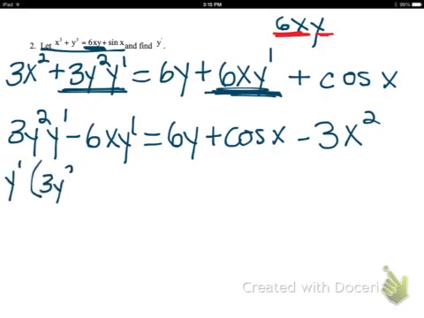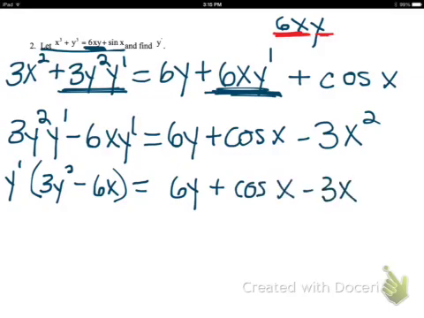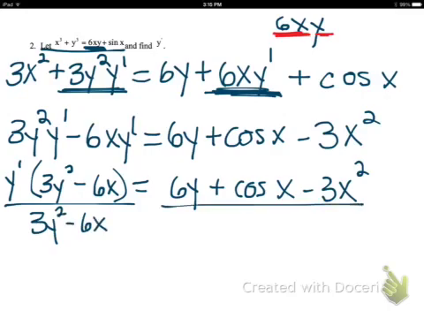So then I'd have y prime times (3y squared minus 6x) equals 6y plus cosine of x minus 3x squared. And then finally I can just divide by that quantity, and I have y prime. Okay, so that cancels, and there's y prime: 6y plus cosine of x minus 3x squared all over 3y squared minus 6x. Okay, so when finding the derivative, you have to remember every time there's a y, you're going to use the chain rule with y prime. And then once you've done the first step, you need to just solve for y prime.